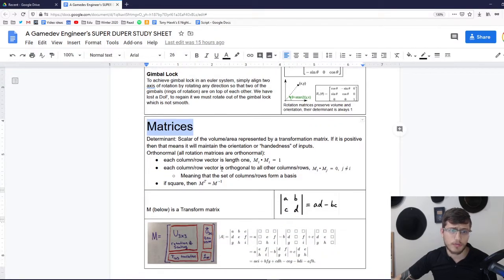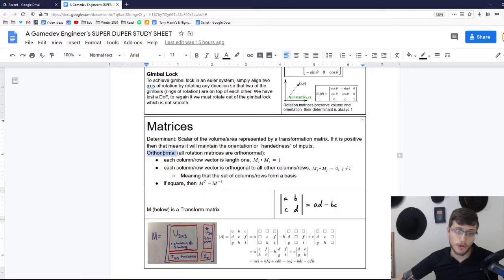Okay, so let's talk more about matrices. The determinant of a matrix is the scalar of the volume or area represented by the transformation matrix, and if it's positive, that means it maintains the orientation or handedness of the inputs. Orthonormal. This is going to come up. Keep in mind, all rotation matrices are orthonormal. That's very important to remember. It's like an axiom to memorize.